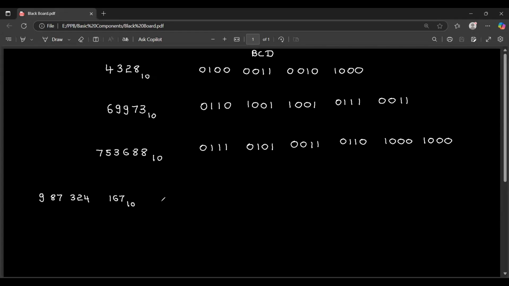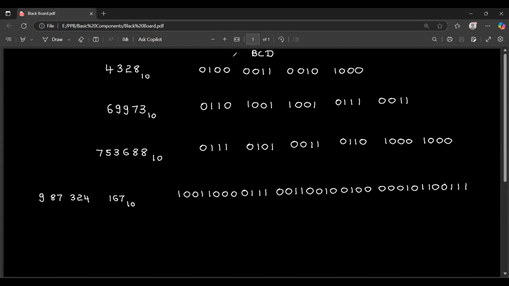Now let's do a 9-digit number, something like 987324167 to the base 10. Well, 9 can be represented as 1001, 8 is 1000, and 7 is 0111, 3 is 0011, and 2 is 0010, 4 is 0100, and 1 is 0001, 6 is 0110, 7 is 0111.